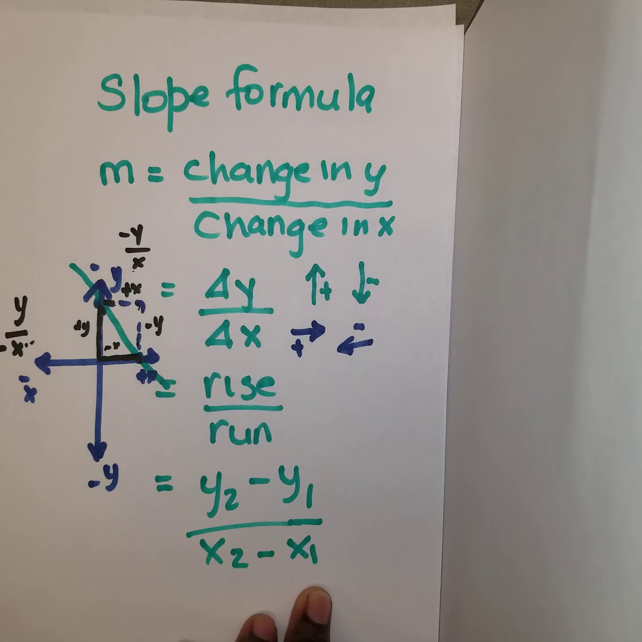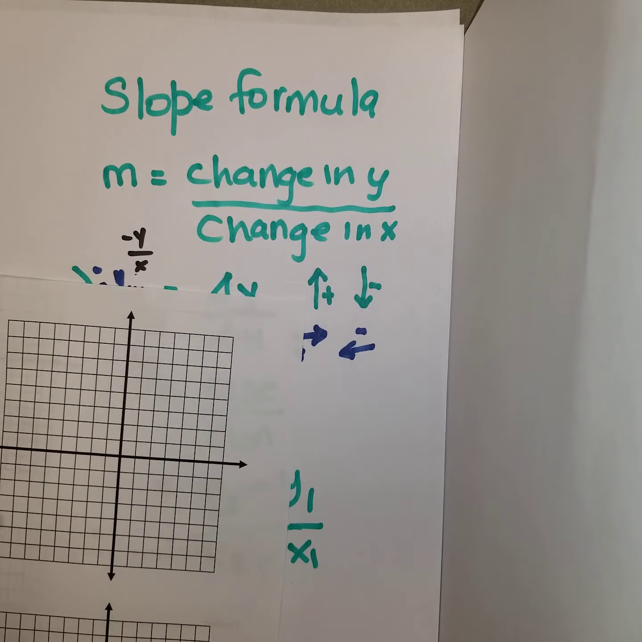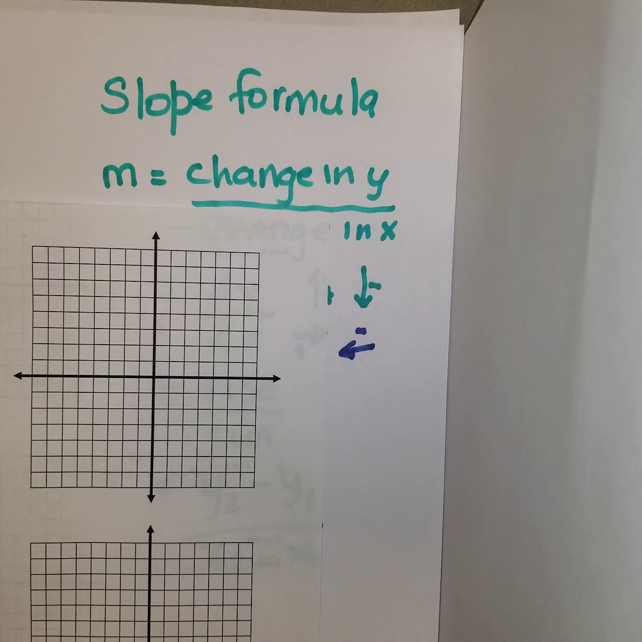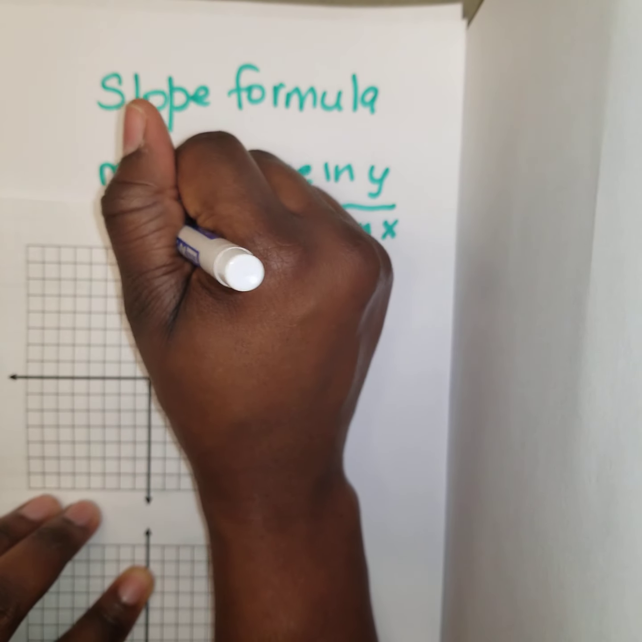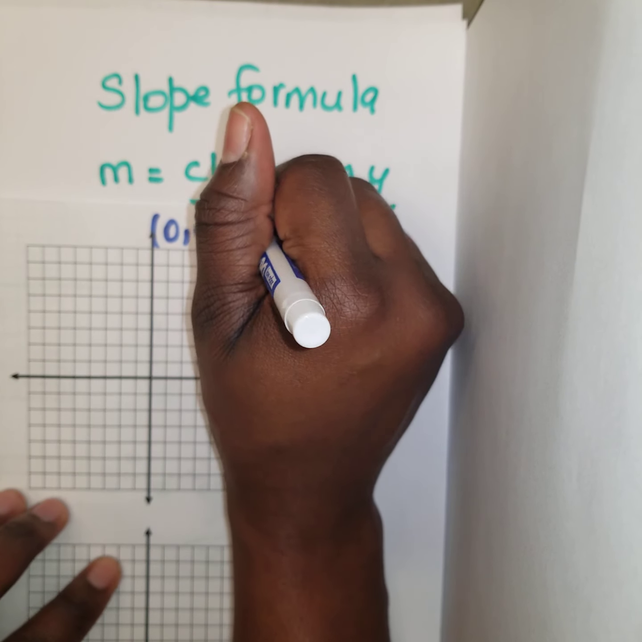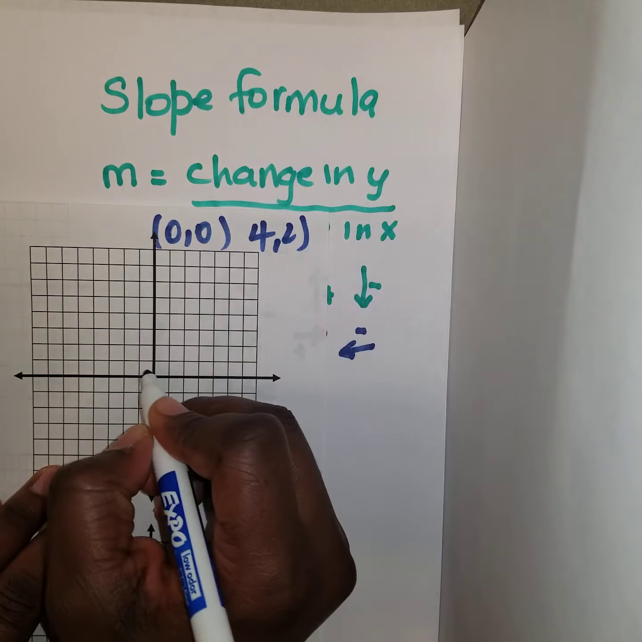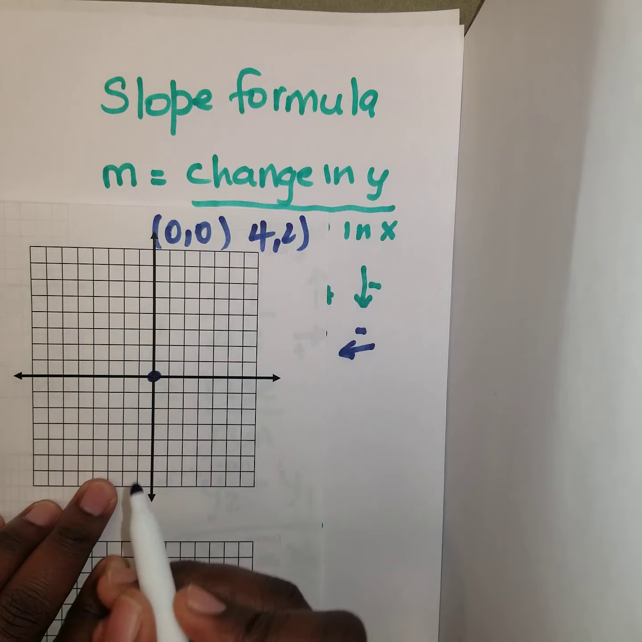All right, so I am going to be doing an example on an actual graph. So this is my graph right here. So the points I have are 0, 0, and 4, 2. So 0, 0 here would be my origin, right? It's my origin. So this is my point 0, 0.